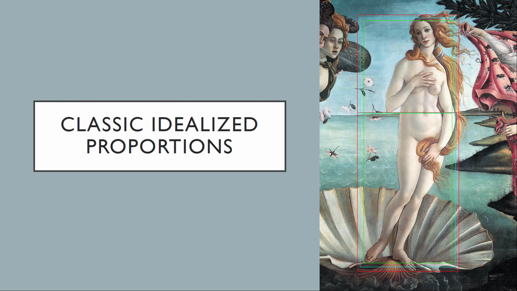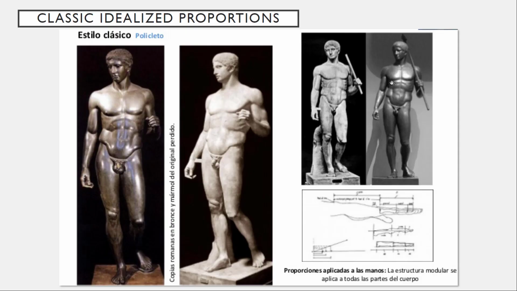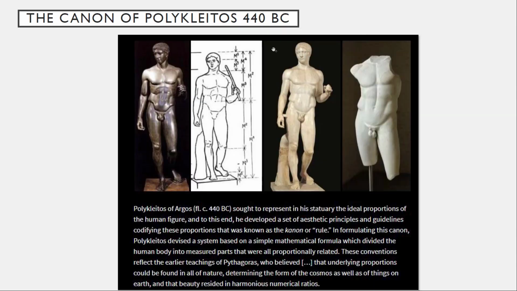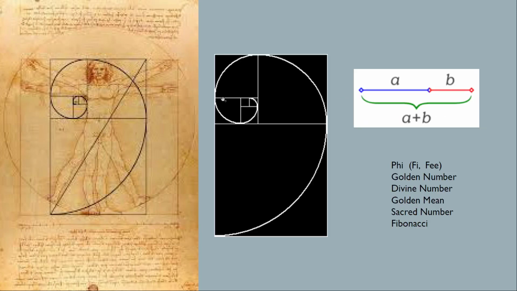Classic idealized proportions now also relate to this idea of this golden rectangle. So let's talk about the golden rectangle. The golden rectangle is a measurement that relates to what's called phi or phi. Both of those pronunciations are accurate.